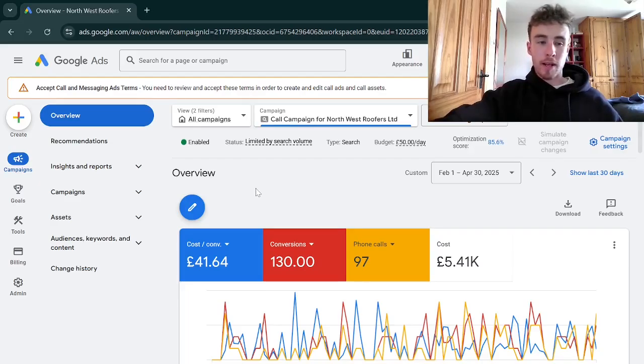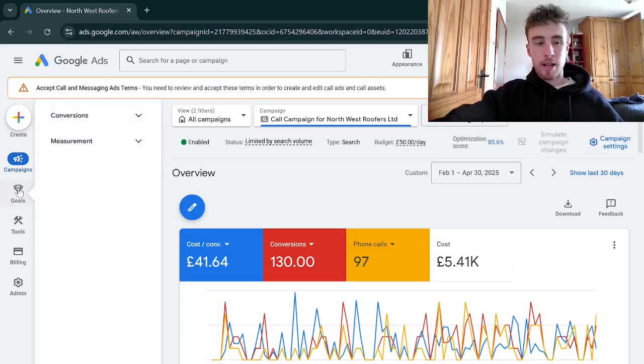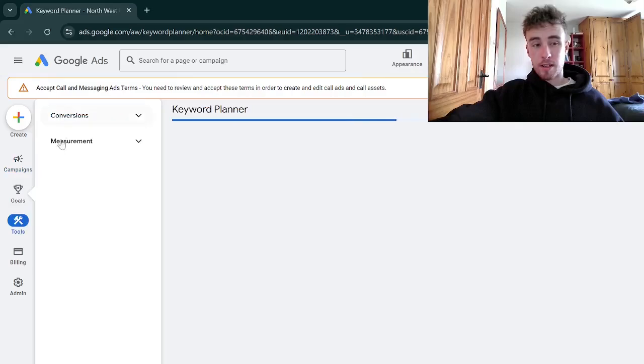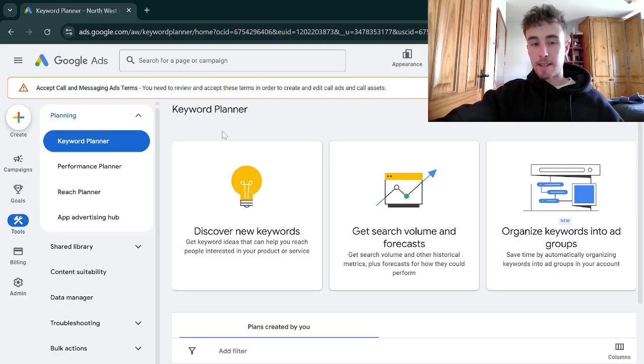And just to show you exactly how we determine the minimum daily recommended budget for anyone that comes to us looking for us to run ads for them, first of all, go to the keyword planner. So go to tools, and then under planning, it's keyword planner. And inside the keyword planner, you go to discover new keywords.